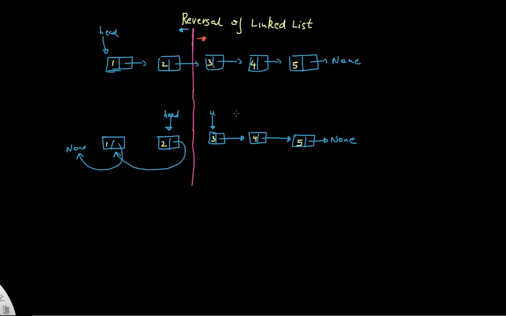as this pink line starts moving towards the right, U will keep on pointing to that portion of the linked list that still needs to be reversed, and head is always going to point at that portion of the linked list that has been reversed. So because head and U are both moving towards the right, as they keep on moving to the right, at some point my picture over here is going to look something like this.